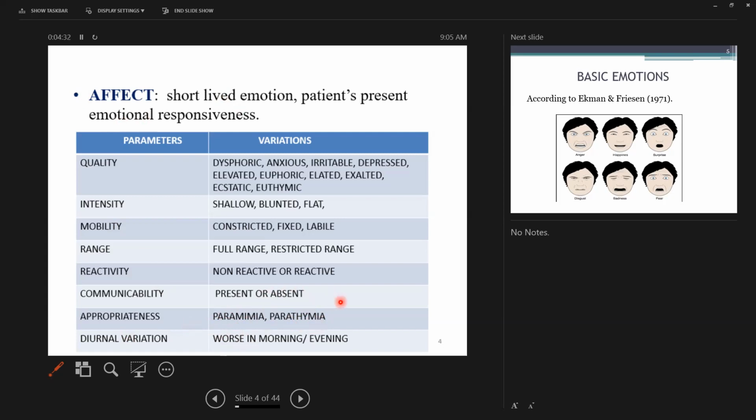Now, there can be a diurnal variation in affect also. For example, melancholic depression is worse in the morning, and delirium is worse in the evening.